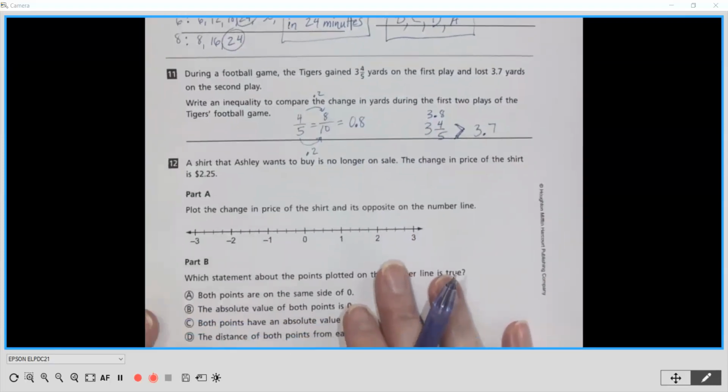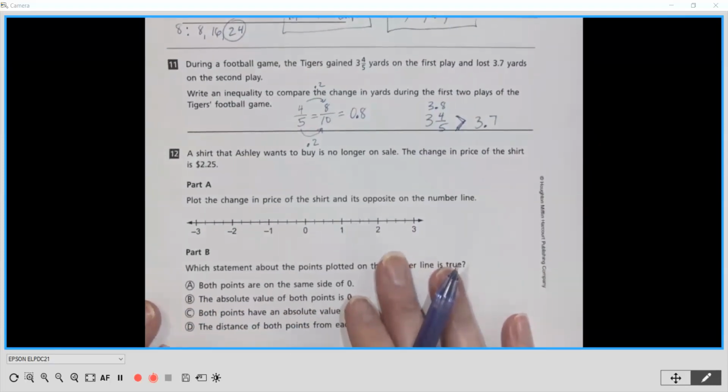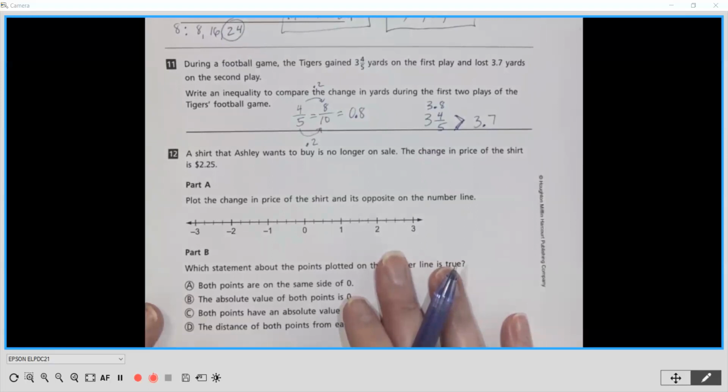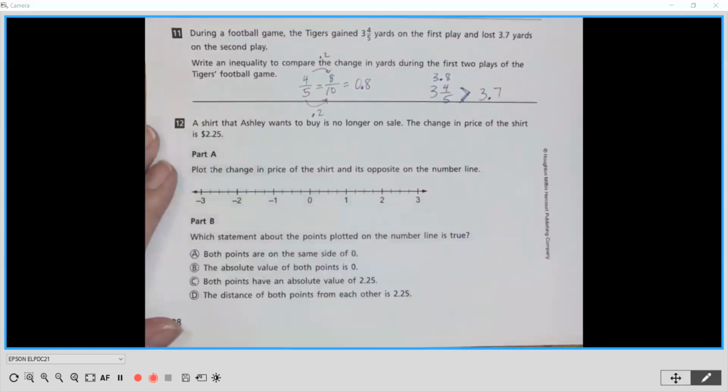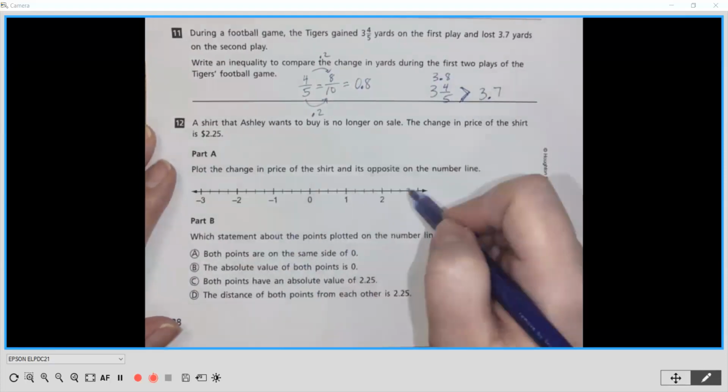Number 12. A shirt that Ashley wants to buy is no longer on sale. The change in price of the shirt is $2.25. Plot the change in price of the shirt and its opposite on the number line. So $2.25, that's 2 1/4 of a dollar, $2.25.